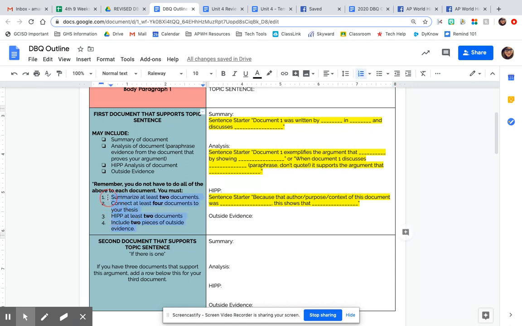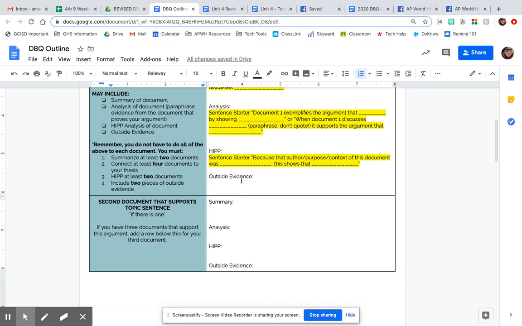So remember, let's say you do all four of these things for the first document that supports your argument one. When you come down to the second document that supports your first argument, you may just summarize it and provide a HIPP analysis. Or you may just connect it to your thesis, and that's it. As long as you're doing it these number of times over here, then you're in good shape.